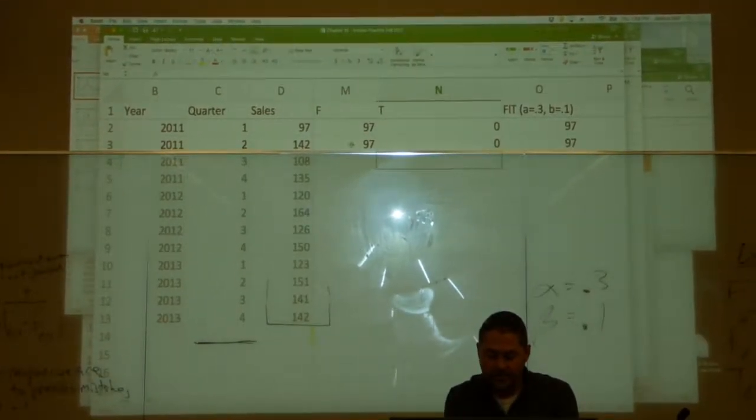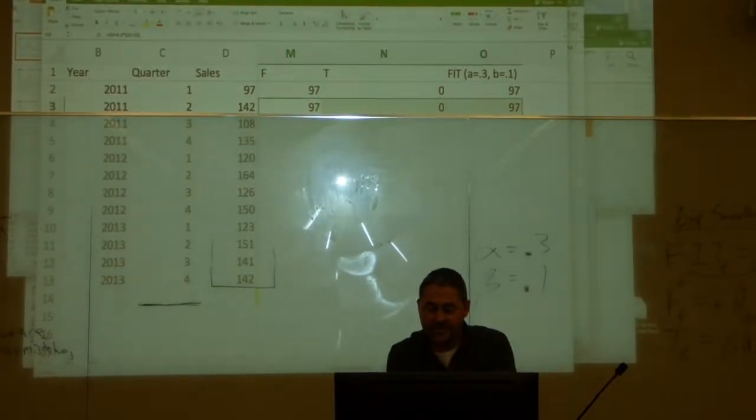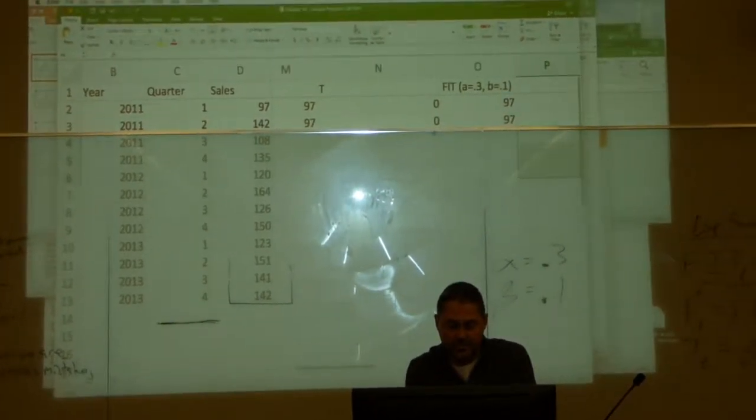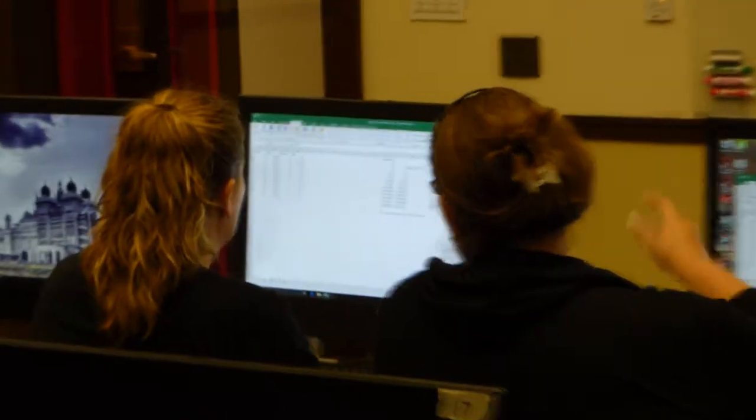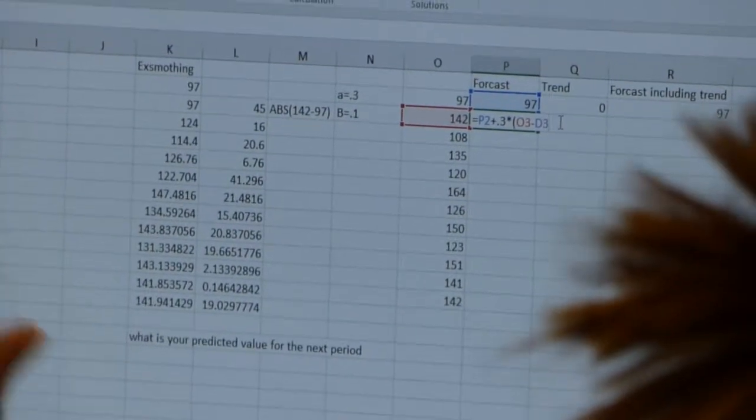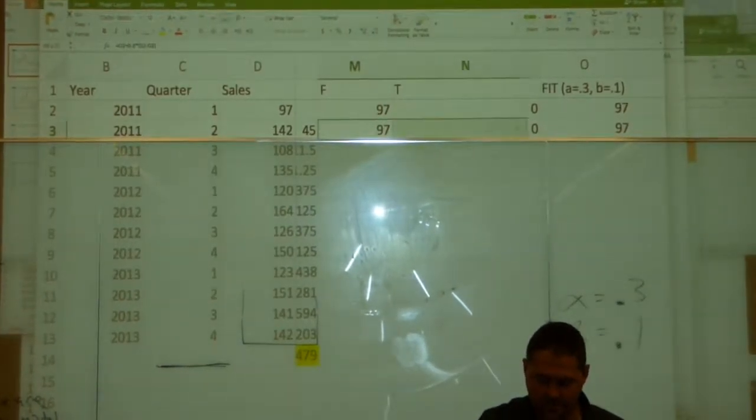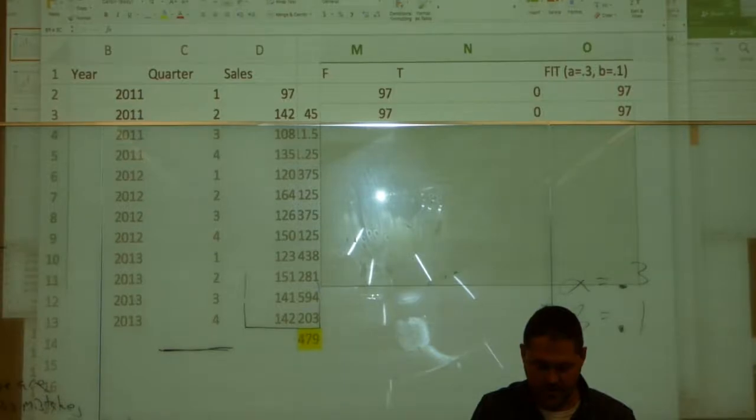All right, now here's the big thing if we got everything right. I highlighted all three of these, and I'm going to try to highlight these three values, and I'm going to drag it the whole way down. So I'm just copying and pasting it the whole way down. You guys can just drag it down. All right, I'll just do it the old fashioned way.